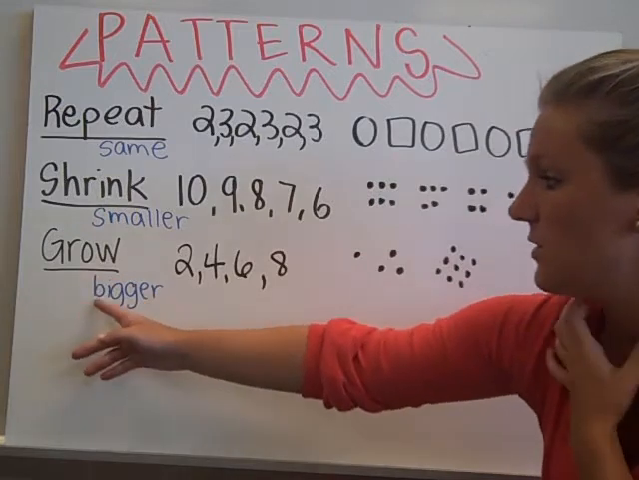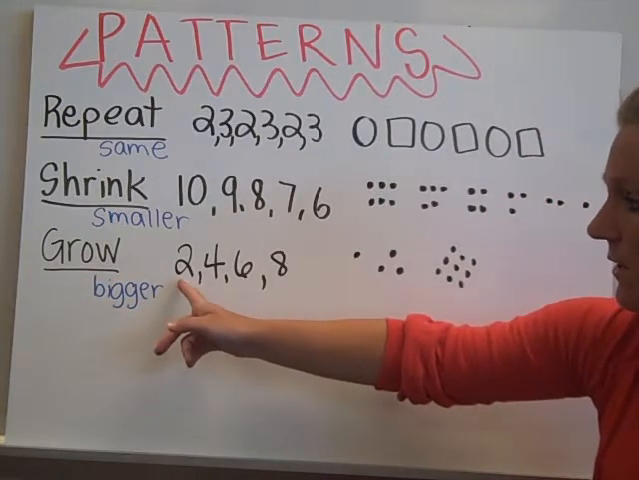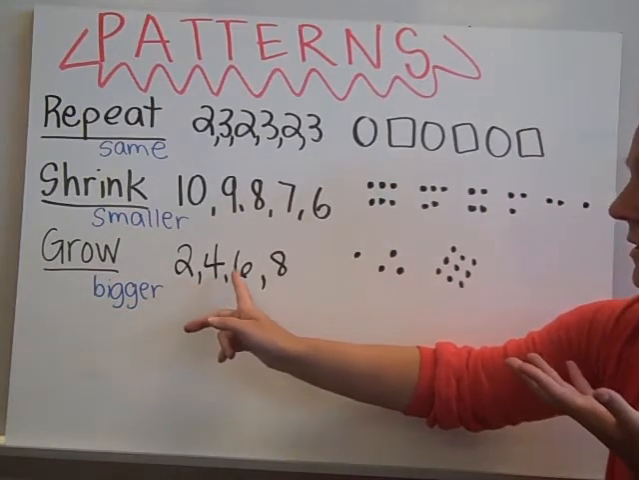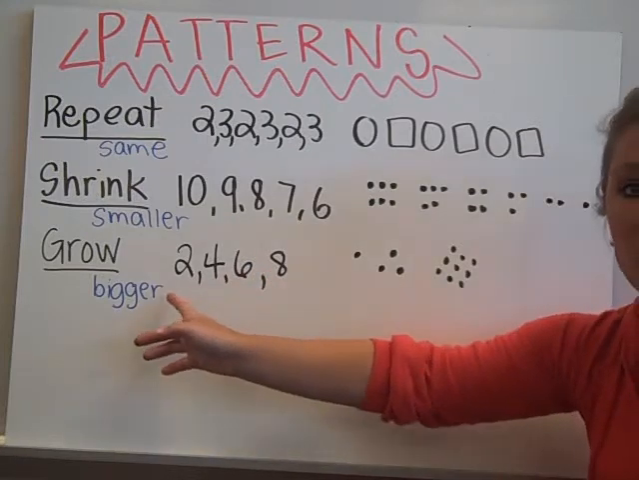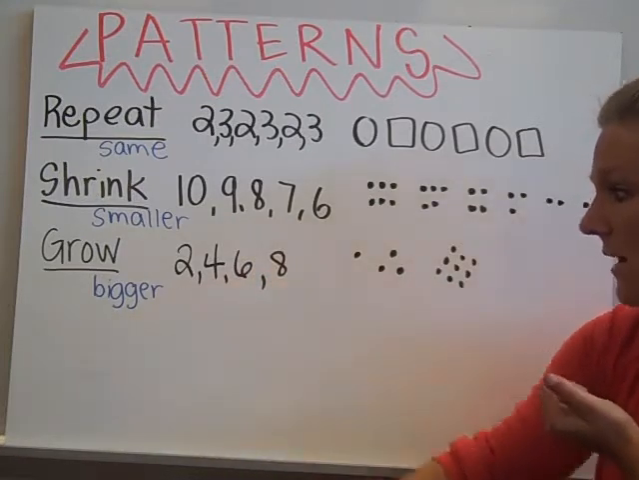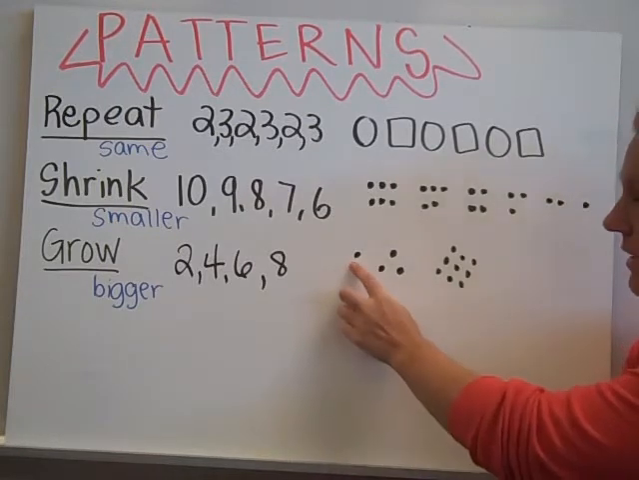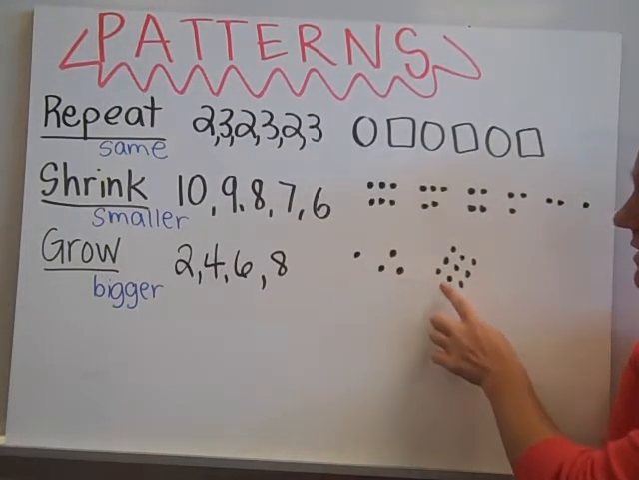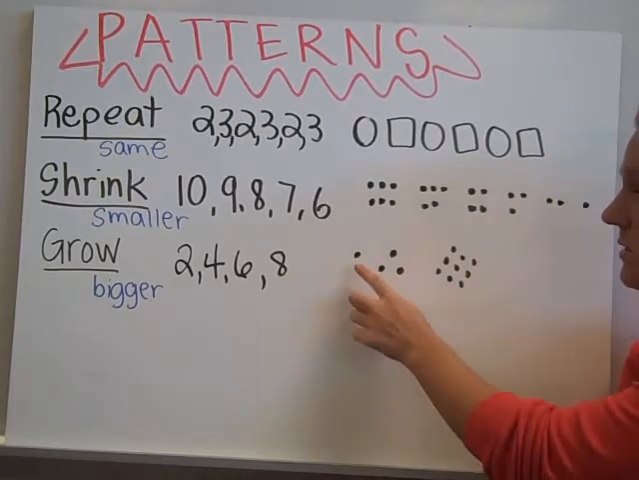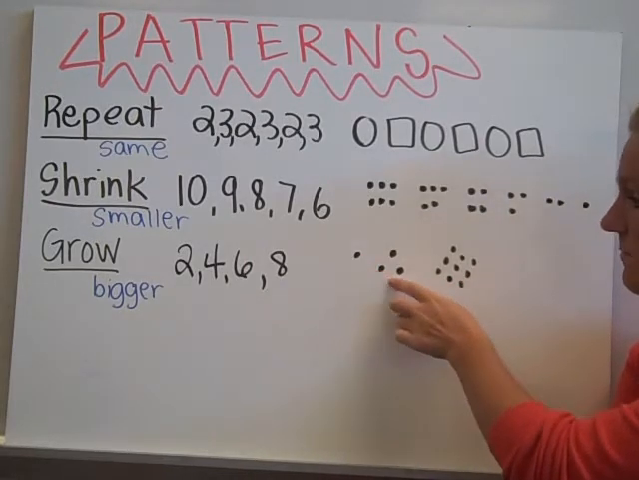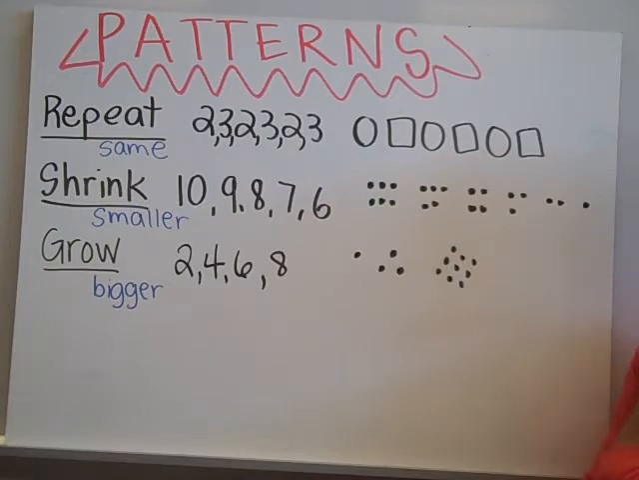Okay, here patterns are getting bigger. This is getting bigger. It's growing. 2, 4, 6, 8. I'm growing by 2 each time. Or here you might again see like a dot where you have 1, and then 3, and then 9. So here I just multiplied each one by 3, okay, to grow it or get it bigger.